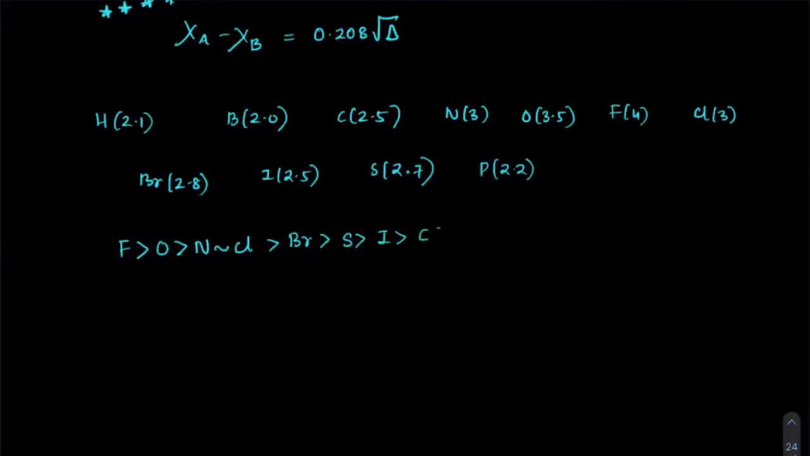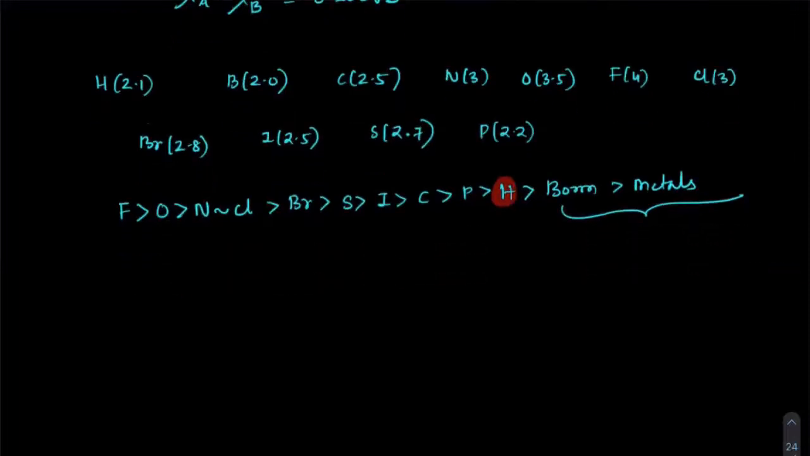Then we have carbon, phosphorus, hydrogen, then boron, and then most of the rest are metals. So hydrogen becomes more like a barrier between non-metals, and metals and metalloids. Hydrogen will have more electronegativity than metals and metalloids, and less electronegativity than non-metals. The most electronegative element is fluorine.